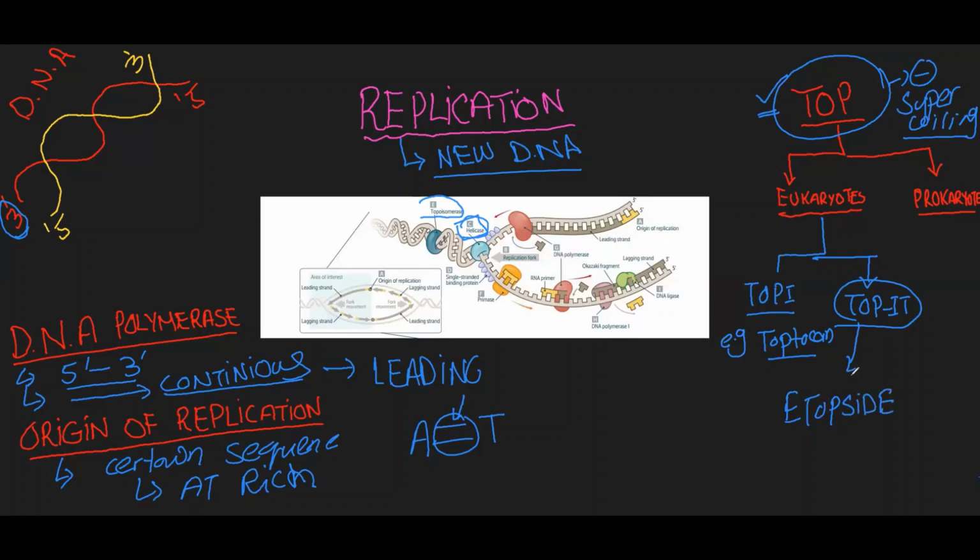drug. So these are the anti-cancer drugs, and another clinical significance of these DNA topoisomerase enzymes is that in prokaryotes, they are inhibited by fluoroquinolone. Fluoroquinolone is a class of antibiotic. So DNA topoisomerase is super high yield stuff from the USMLE point of view.